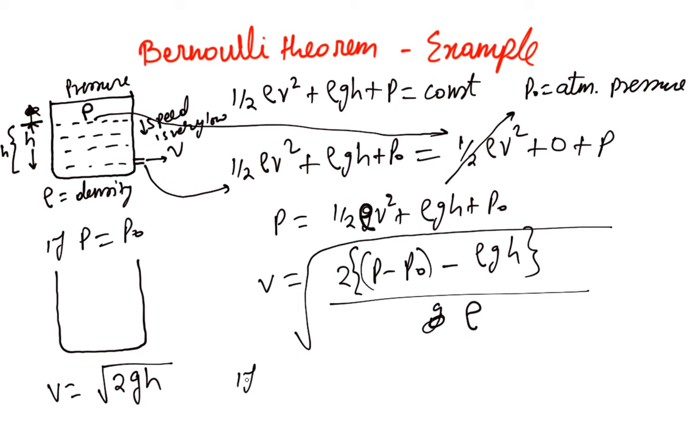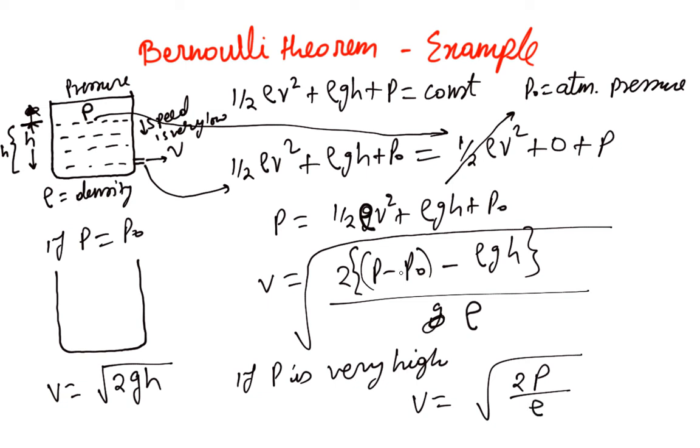Also, if P is very high, then we can ignore any other term compared to P, and v becomes the square root of 2P divided by rho. Anything in comparison to P naught or rho gh, both are small, so they become very small in comparison to P, and that's what we can write as the velocity. So velocity just depends on the pressure, capital P.